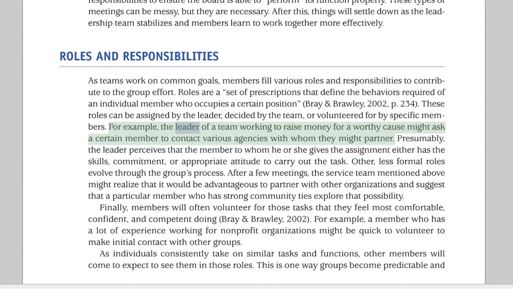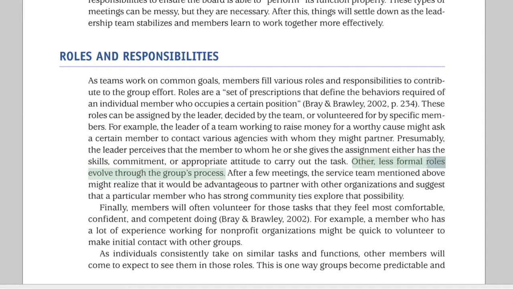These roles can be assigned by the leader, decided by the team, or volunteered for by specific members. For example, the leader of a team working to raise money for a worthy cause might ask a certain member to contact various agencies with whom they might partner. Presumably, the leader perceives that the member to whom he or she gives the assignment either has the skills, commitment, or appropriate attitude to carry out the task.